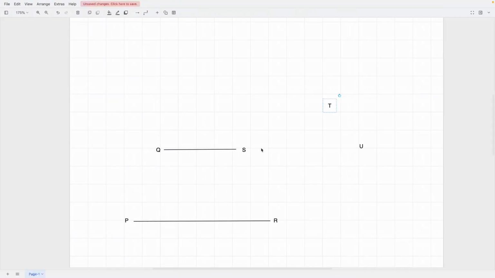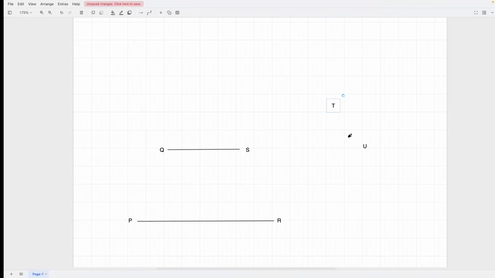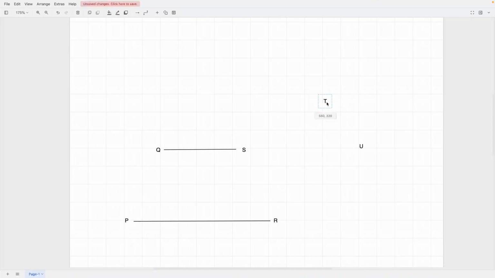Now let me show you. So these are parallel, right? That first constraint I have ticked. The second one is that P is on the side opposite to that of corner T, right? So suppose this is the corner T. I can place this corner T over here, like this, and then P is on the side opposite to this corner T, and P and R are the two other sides. That is a possibility, yes.